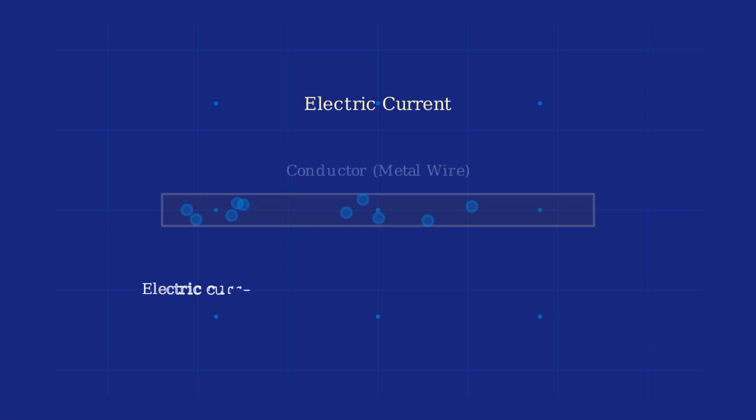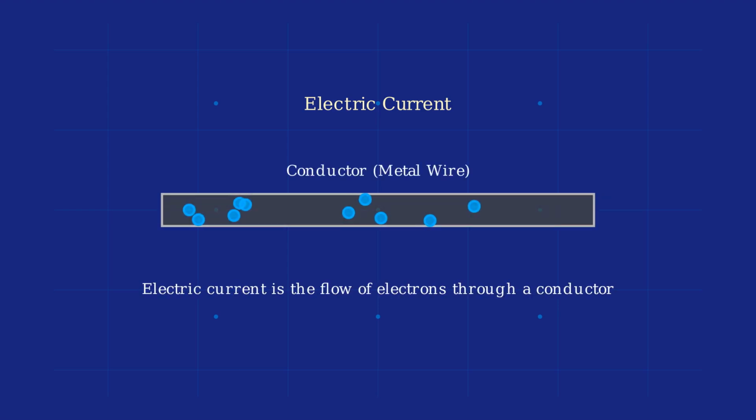Now let's explore electric current, the flow of electrons through a conductor. When electrons move through a material like a metal wire, we call this flow of charge an electric current.